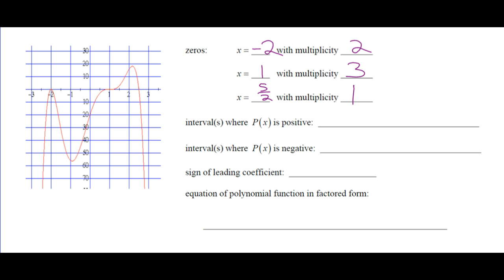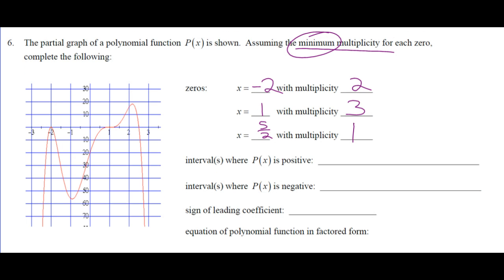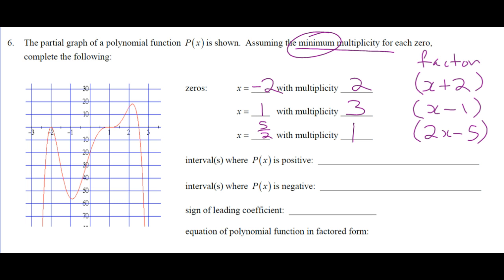Okay, now, so they want the equation in factored form, right? So if we know that x equals negative 2, let's do the factors over here. If x is equal to negative 2, what's the factor? X plus 2. If x is equal to 1, what's the factor? X minus 1. If x is equal to 5 halves, what's the factor? That takes a little bit of work, right? So what's the work that goes with that? Just start with this. X is equal to 5 over 2. 2x is equal to 5. 2x minus 5 is equal to 0. My factor is 2x minus 5.